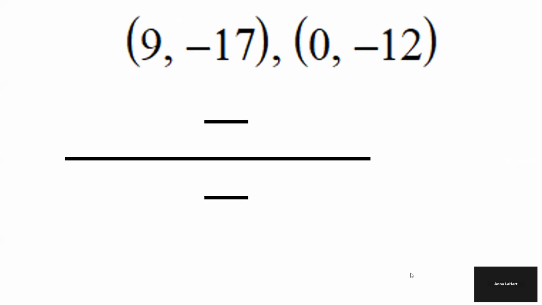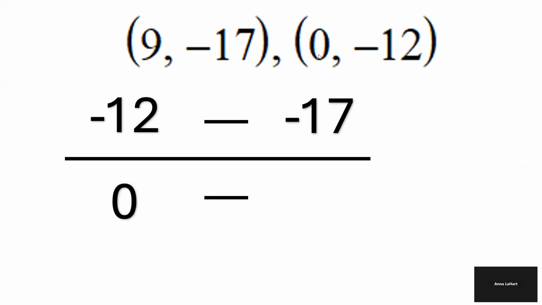Let's do another one. Again, erase your numbers, okay, to set yourself up for success, a division line, a subtraction, and a subtraction. Here we go. First one, Y2 is -12. Next one is a -17. If -12, the X was 0, the Y.